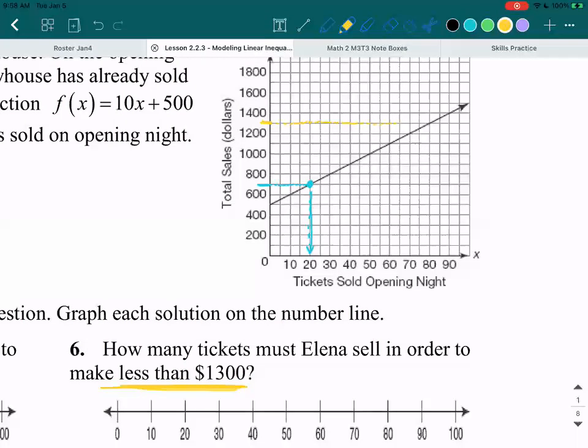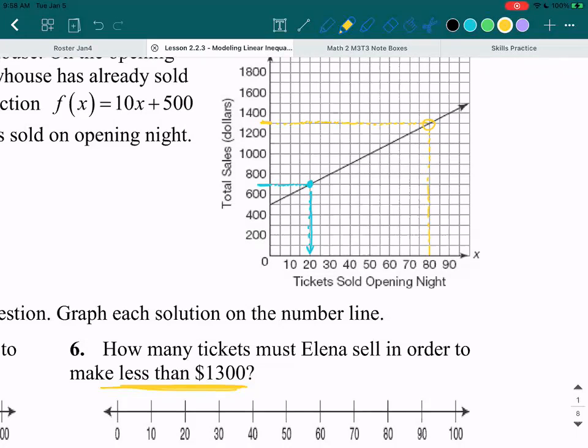Let's see, where do we hit our graph? Right over here. Notice I put an empty circle on this one, and the reason for that is if we want to make less than 1,300, you don't include the 1,300. Less than means you do not include it. Okay, so then let's take a look. What number does this hit? It hits at 80. Good. And I see a lot of people private messaging me that as well.